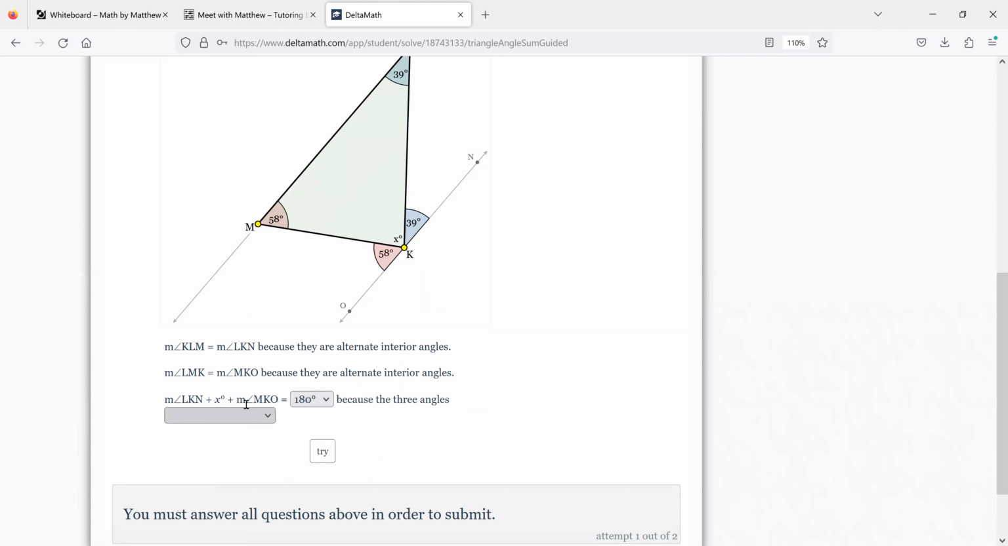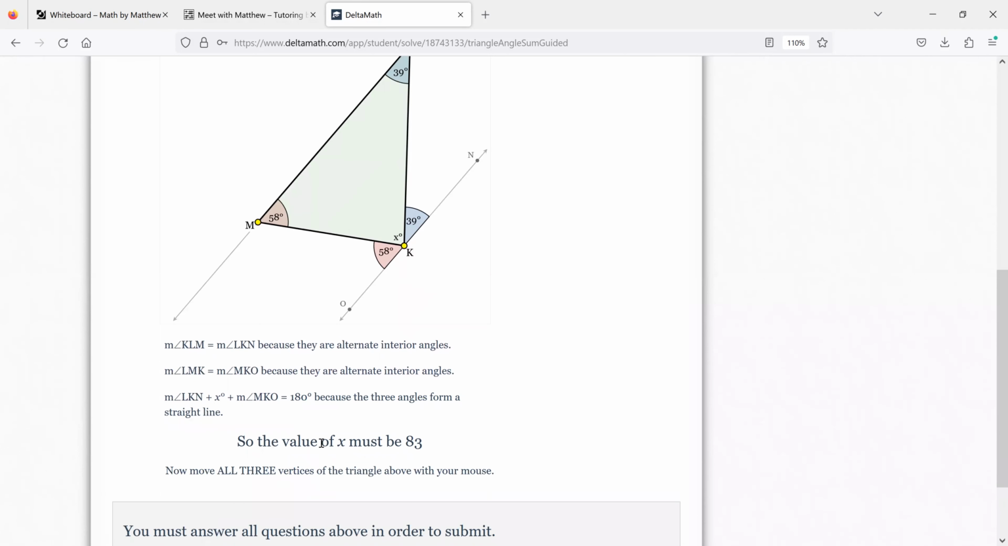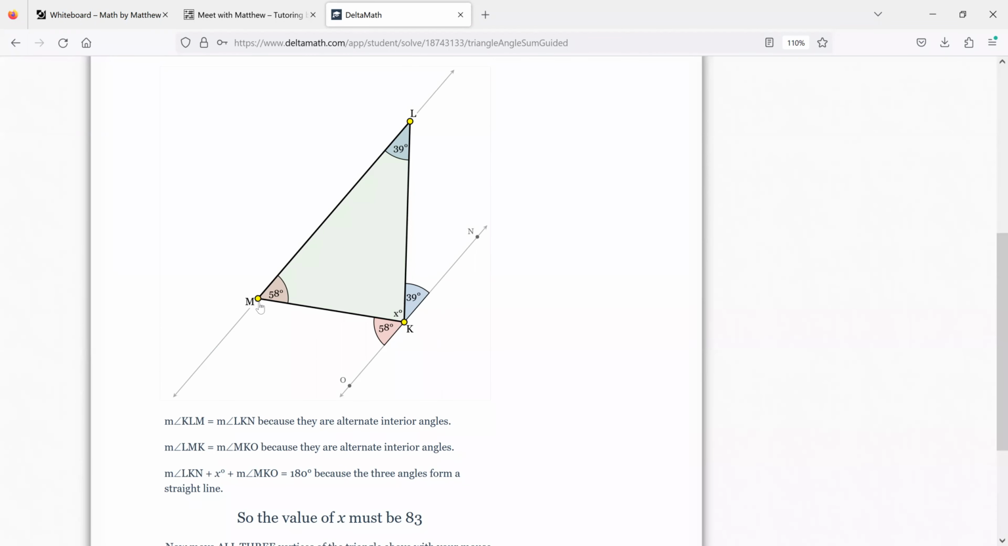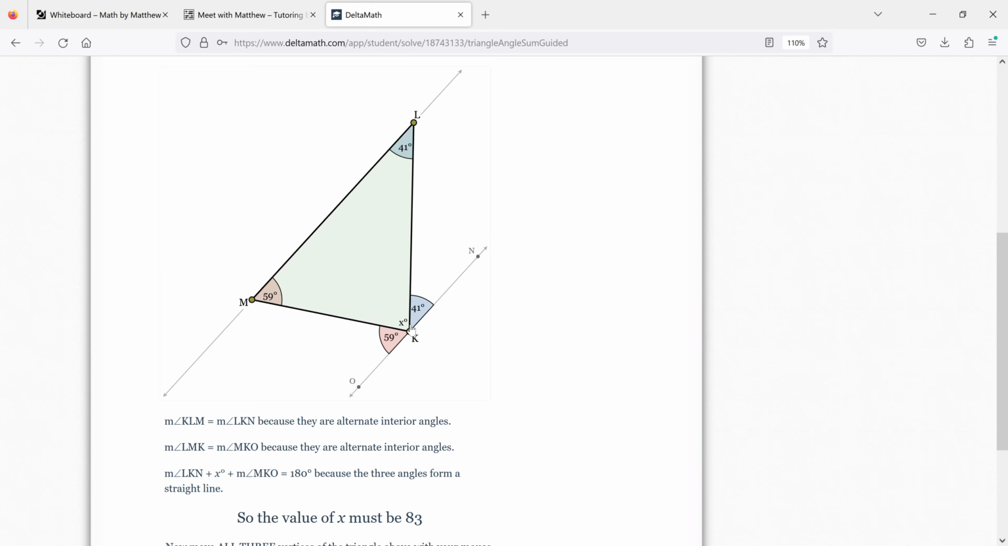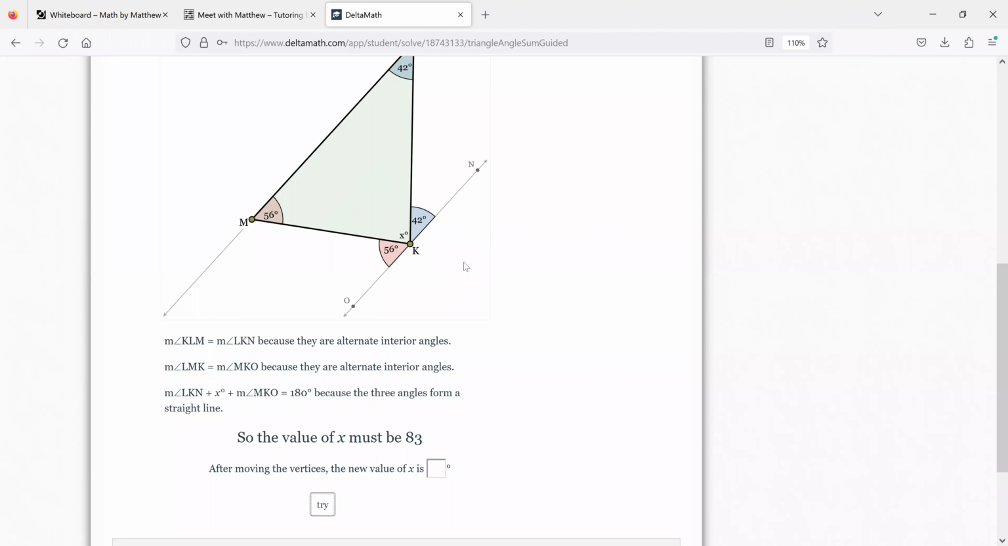They add up to 180 because they form a straight line. And the value of X you subtract from 180. So 180 minus 39 minus 58, 83. And then they want you to move the vertices. So you have to move them a little bit till that dot changes colors. And then you do the same thing. You subtract those two angles from 180. So 82 this time.